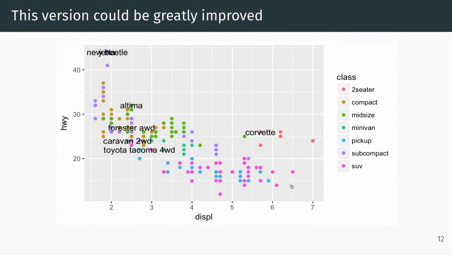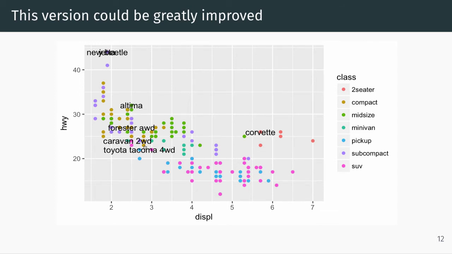So we get this version that has the names of the cars with the best mileage in their classes. So Corvette, for example, is centered directly on the point that represents Corvette. Toyota Tacoma is directly on the dot that represents Toyota Tacoma. And you can see that some of them, for example, New Beetle and Jetta, are completely superimposed on each other. They have exactly the same mileage and exactly the same displacement, same engine, presumably. And so it's not as legible as it could be.